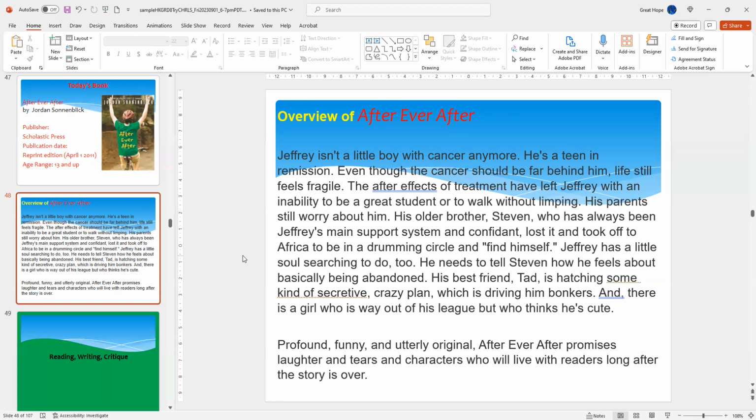His best friend Tad is hatching some kind of secretive, crazy plan which is driving him bonkers. And there's a girl who is way out of his league who thinks he's cute. Funny and utterly original, with promises, laughter, and tears, and characters who will live with readers long after the story is over.